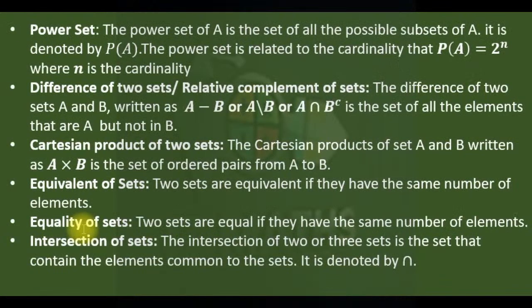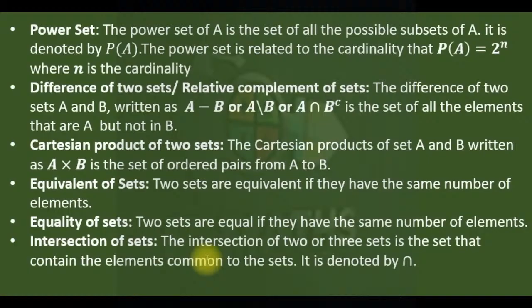So equality of sets. Two sets are equal if they have the same elements. Yes. So if you have maybe P is 2, 3, 4, and Q is 3, 4, 2, these two sets are equal. P and Q are equal because they have the same elements. See, 2, 2, 3, 3, 4, 4. So the arrangement doesn't matter. Once they have the same elements, they are equal.